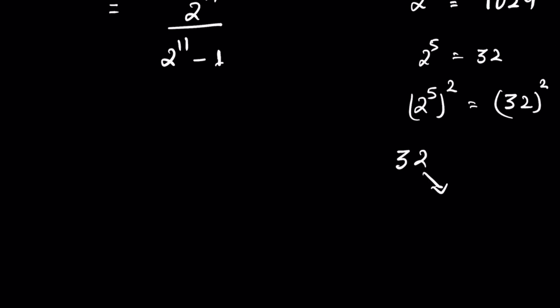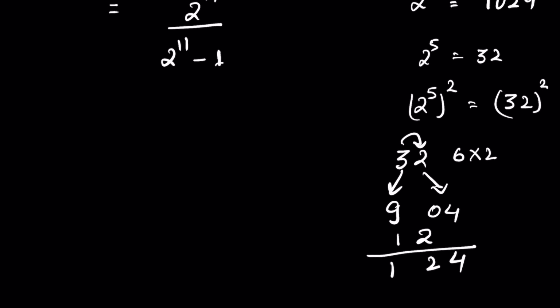Write the square of 2, that is 04, then square of 3, that is 9. Then multiply the two digits. 3 times 2 is 6, and multiply it with 2 because we are squaring the number. 6 times 2 is 12. Write 12 and then add. So it is 1024. So this is a trick to find the square of any 2-digit number.